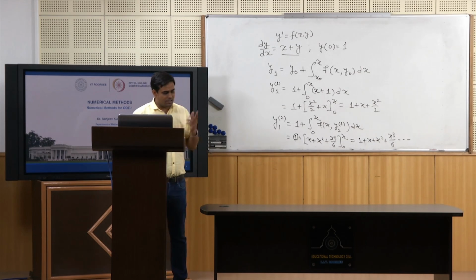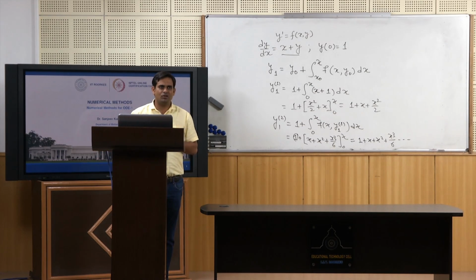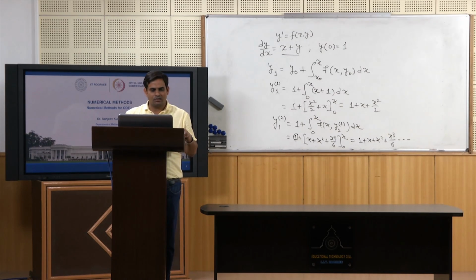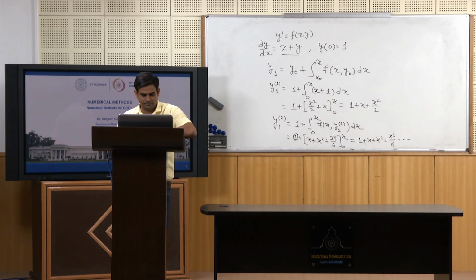So, this was a semi analytical method, but now we will move to pure numerical methods, and in the category of pure numerical methods, the very first method we will take is a very simple method, called Euler's method. So, consider again the same initial value problem, y prime equals f of x y, y x naught equals y naught. Using Euler's method, we will determine the numerical approximate values of the unknown function y at points x larger than x naught, meaning after the initial point.